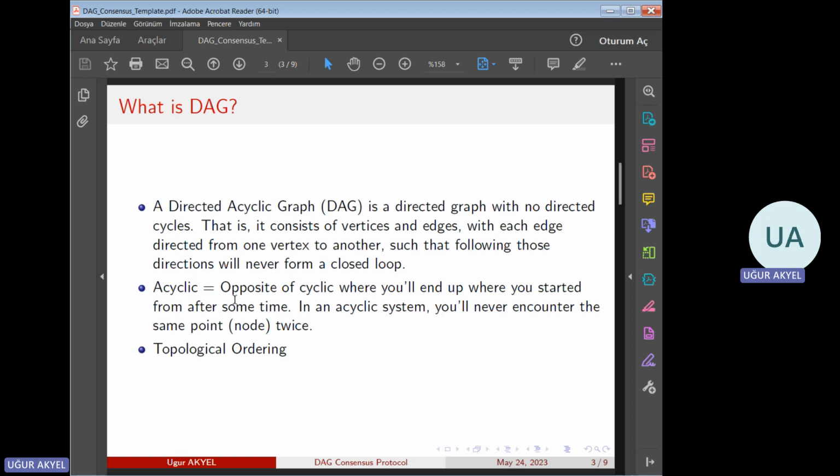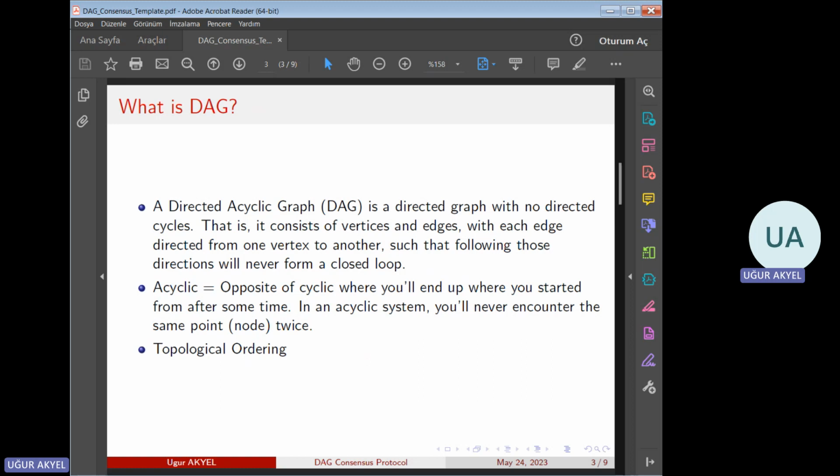We reference it, and a cycle is the opposite of acyclic, where you will end up where you started from after some time. In an acyclic system you will never encounter the same point twice, and it actually uses the topological order. To be clear, DAG itself is not a consensus algorithm, but rather a different way to utilize existing algorithms, like proof of work.